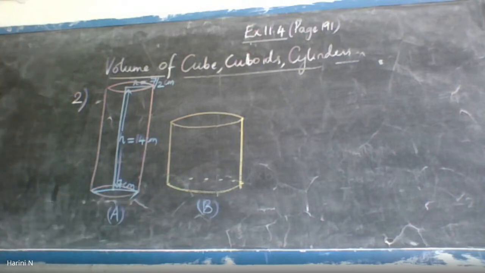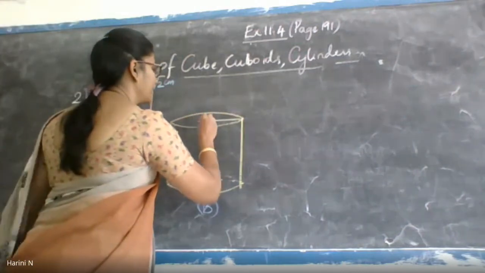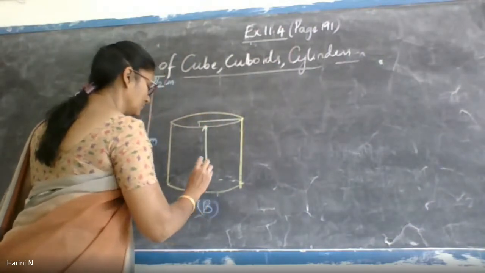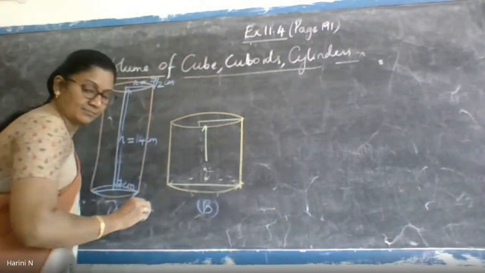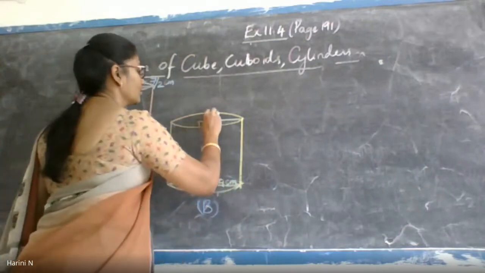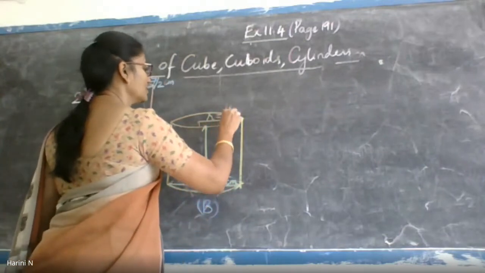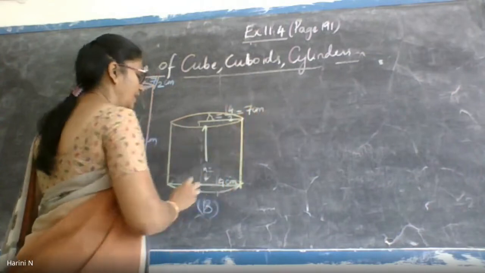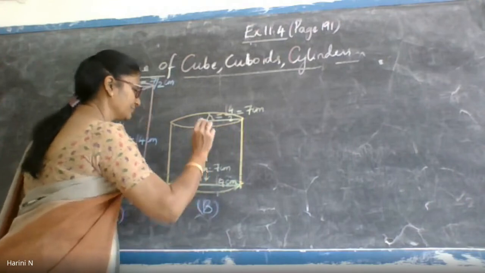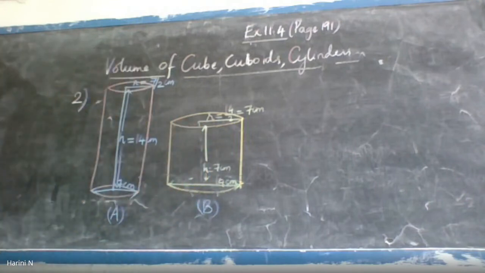Alright, for the second cylinder, the diameter was given as 7? No, sorry, diameter was 14 centimeters. So radius will be 14 by 2, which will be 7 centimeters. And the height is given as again 7 centimeters. So this is how the radius and the heights of the two cylinders are given.